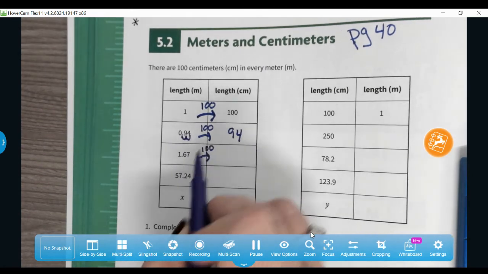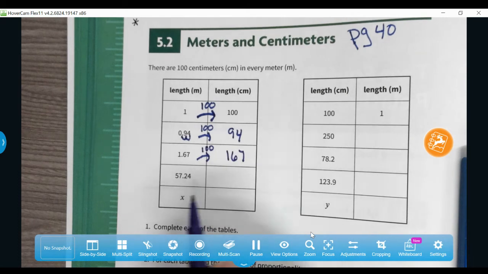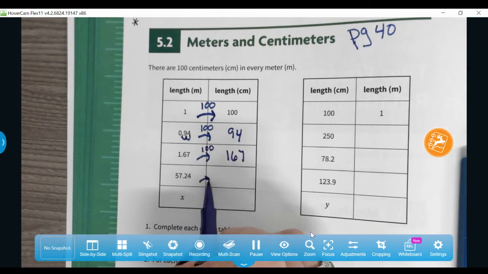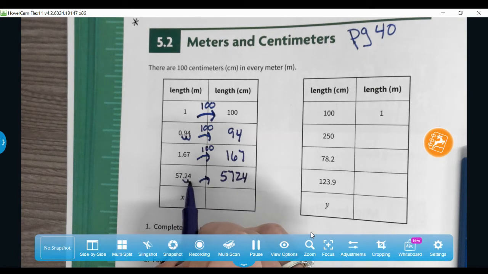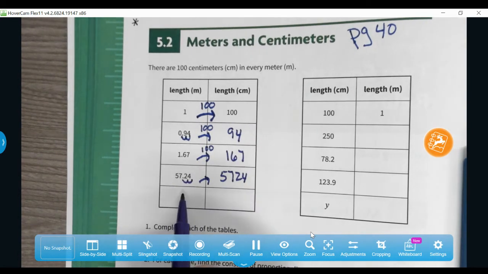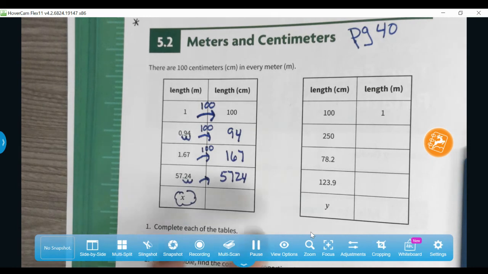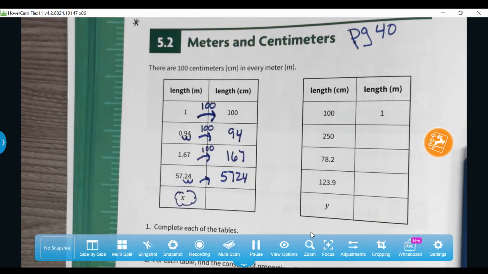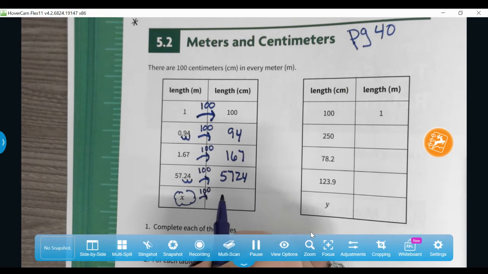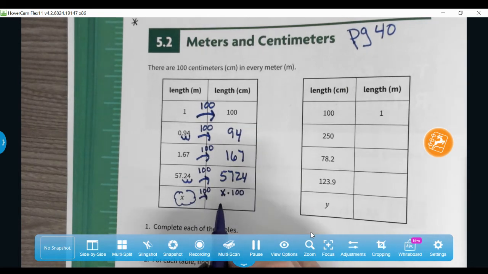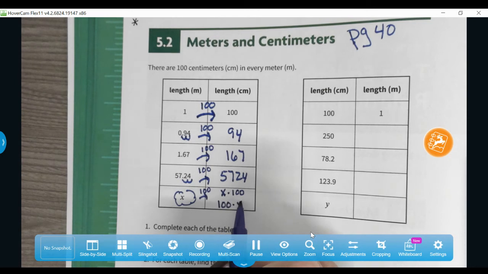But we know for the most part, anytime you are multiplying by 100, you're moving that decimal over twice. Okay, so again, 100, so it would be 167, 100, so it'd be 5,724. That decimal over. And then now we're introduced to this x. So what this is saying is if we were to continue on this table, what would be our routine? Well, we know our routine the entire way was taking it times 100. So we would say it's x times 100, or you could say 100 times x.